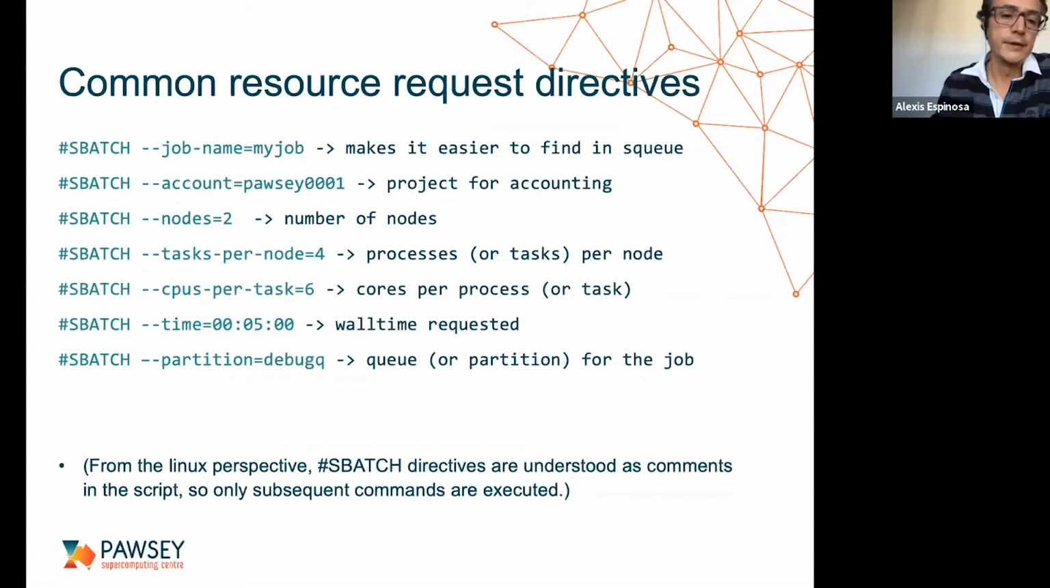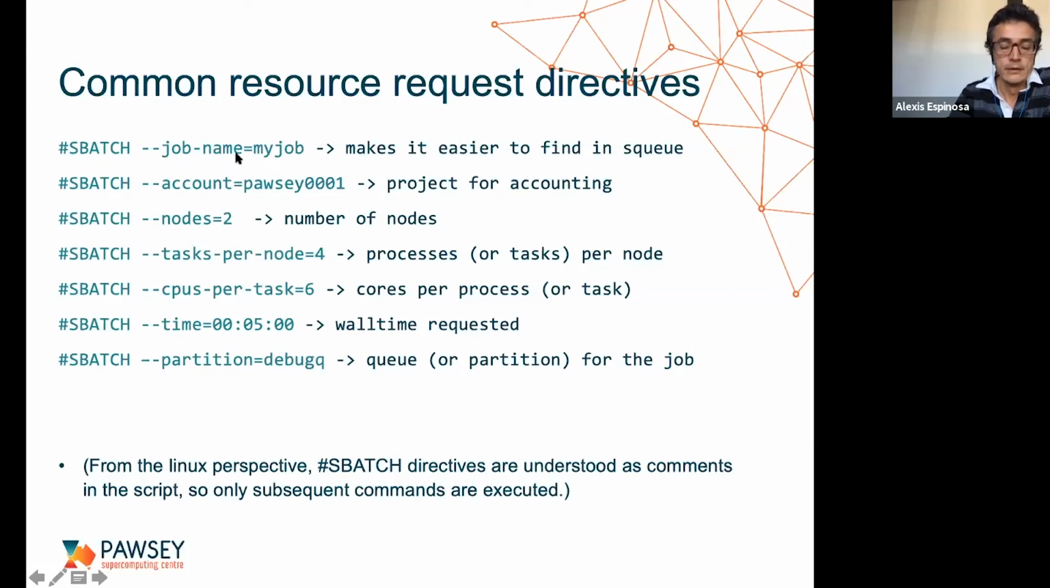So this is the kind of instructions that go inside that script. These are the instructions for the scheduler. We call them directives. A directive for Slurm starts with this hash sign and then sbatch, that's the keyword, and then the different settings you want to use for that job.